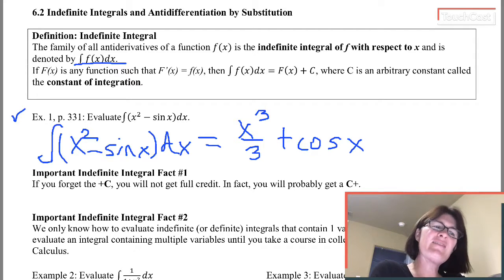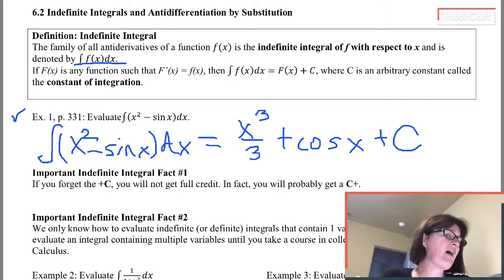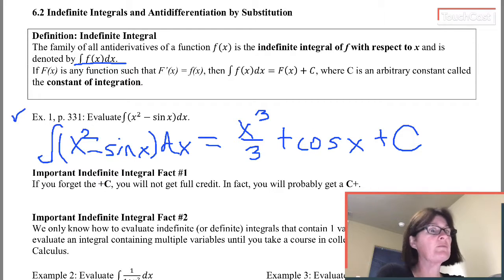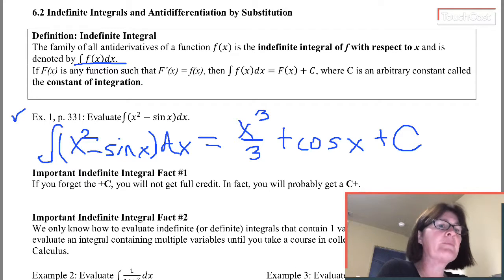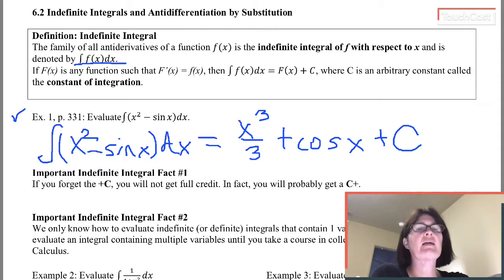And because I don't have enough information to figure out if there was or was not a constant attached, I include what we call the constant of integration. There might or might not have been a constant there. So there was a constant there, but it might have been 0. So since I don't know what it was, I'm going to report a plus c here to say this is the family of all functions whose derivative is x squared minus sine x.